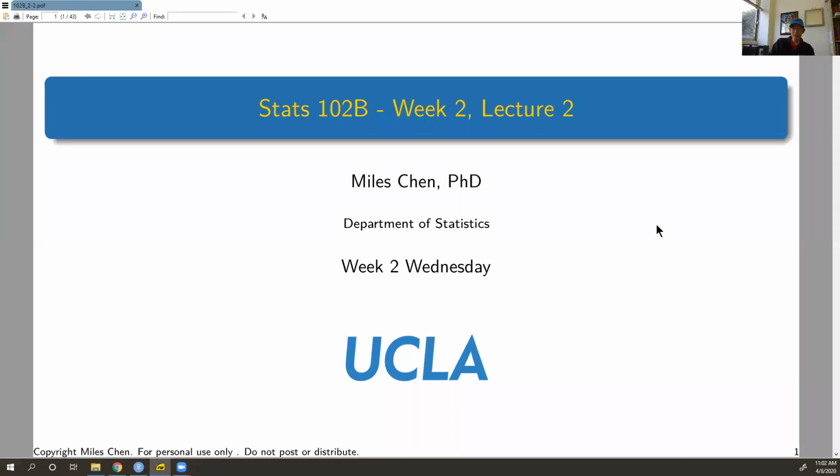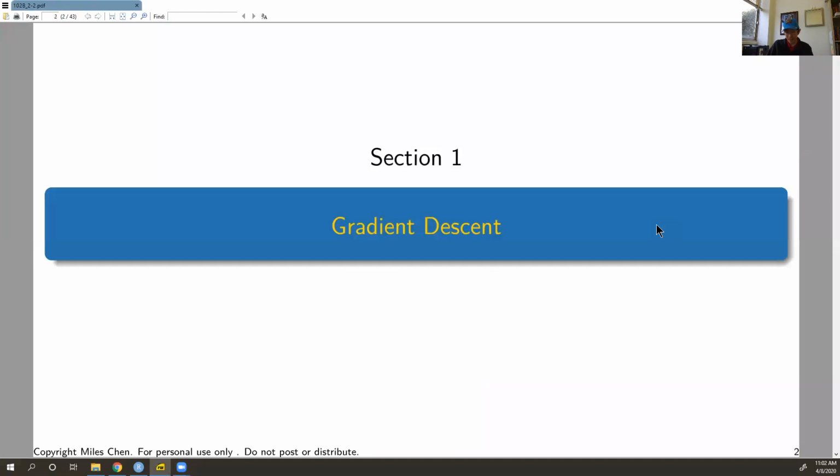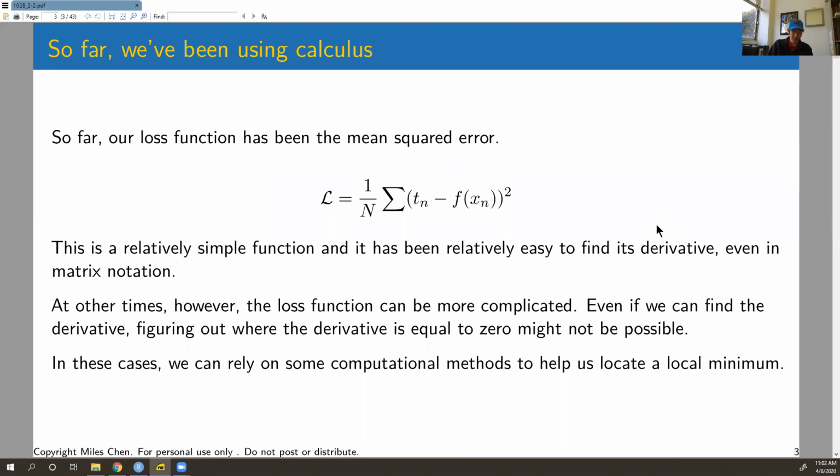Okay, so today we are going to look at gradient descent. Gradient descent is a method for optimization. We learned about coordinate descent in 102A, or at least if you took it with me. And in this class, we are going to cover gradient descent, which is another method for optimization.